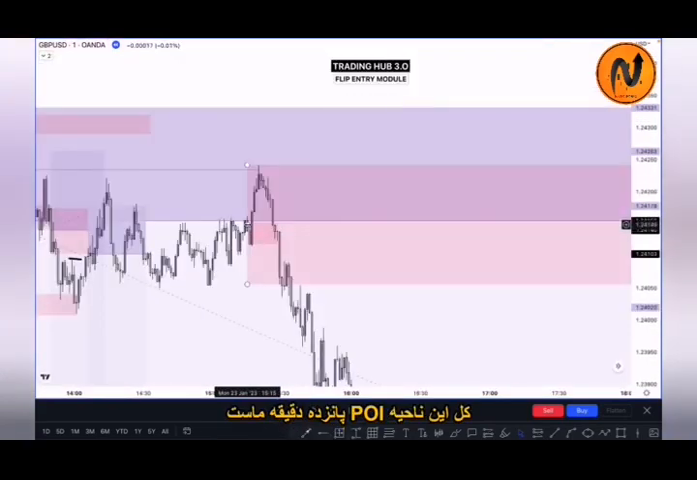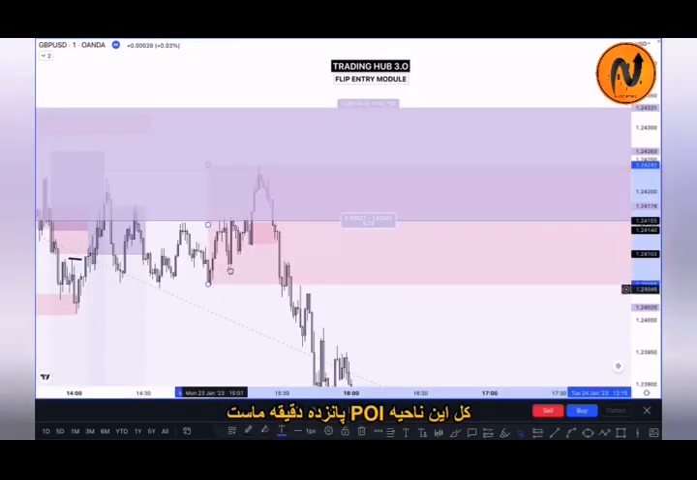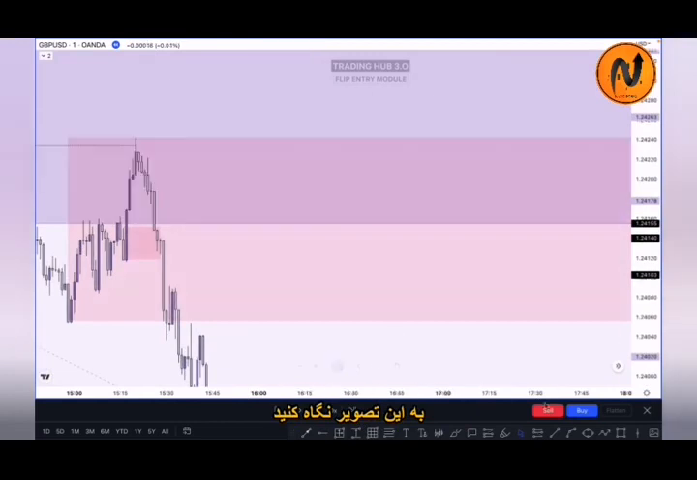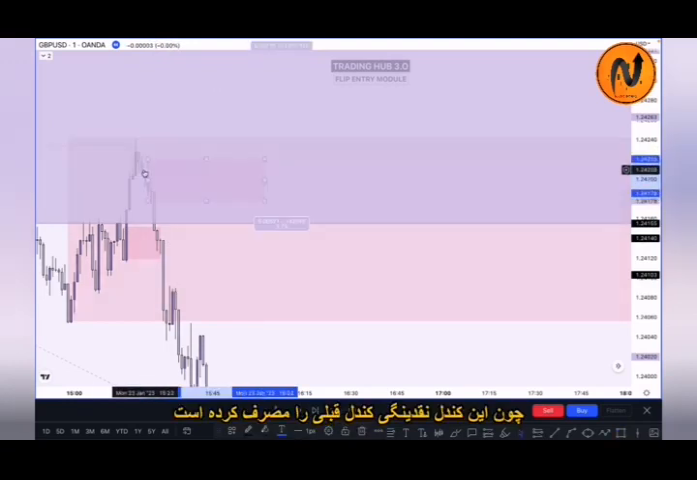Okay, so look at this picture here. This is our entire 15-minute PY. In this case, how many possible order blocks are here? Look at this picture. If you are willing to mark the proper order block, where is our proper order block? This one, because this candle took out the previous candle's liquidity.